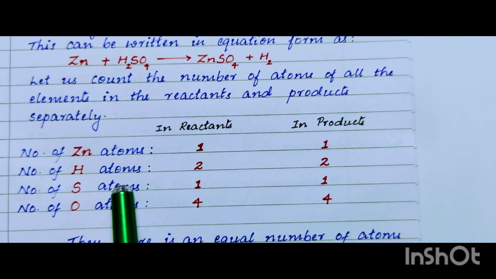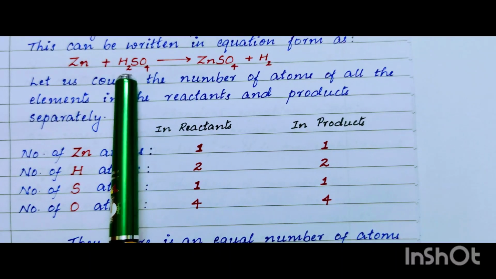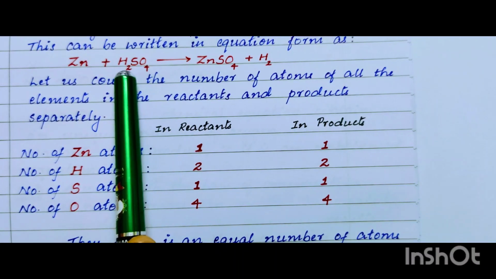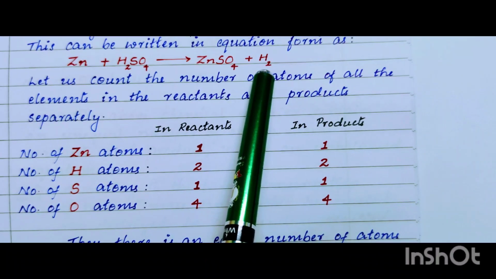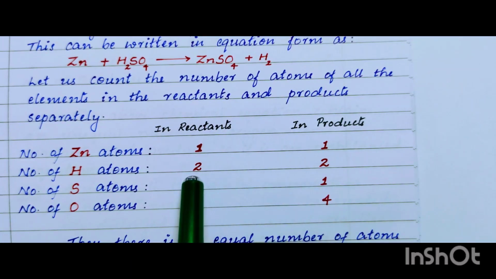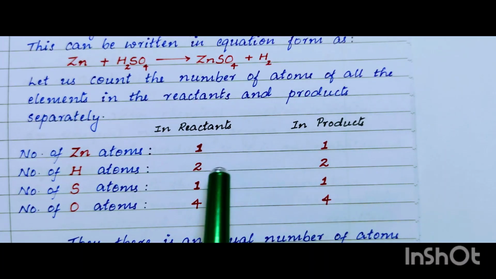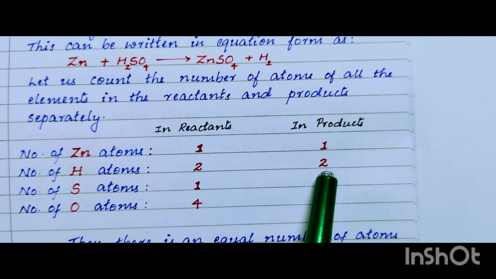Number of hydrogen atoms. In the reactant side, it is H2, that means 2 hydrogen atoms. What about in the product side? Again, you can see the formula H2, that means 2. Right? Equally, it is present. In the reactant side, 2 hydrogen atoms. Product side, 2 hydrogen atoms.